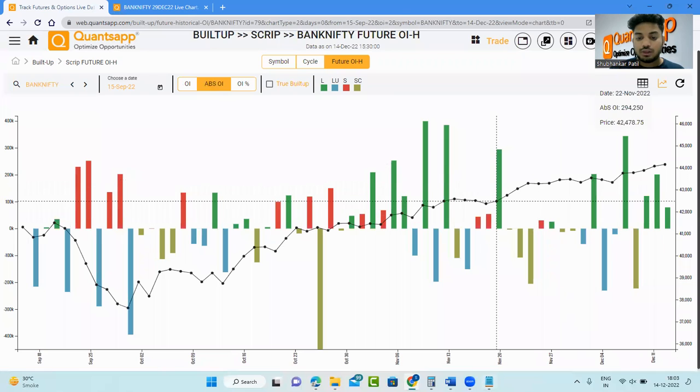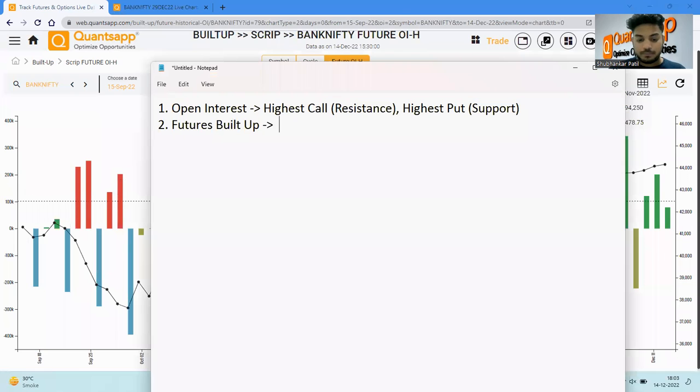So the second thing you should do, if you want to buy, is look at the futures build up: you want long build up plus long unwinding and a significant quantum of long. One or two short build ups or short coverings here and there is fine, it is okay. But net more long and long unwinding along with a significant quantum is what you want. For a sell trade, what you want is short build up plus short covering, again with a significant quantum of shorts.